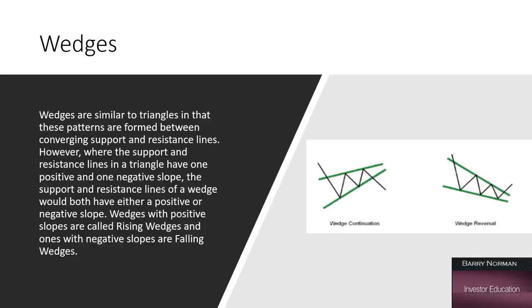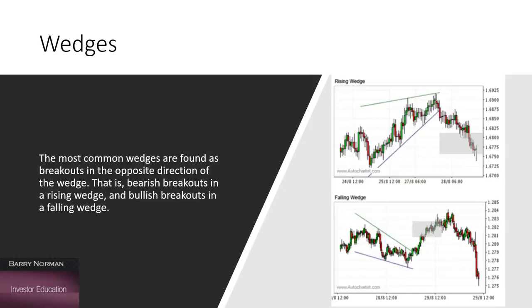And then we have wedges. We have a continuation wedge and a reversal wedge. But a wedge looks just like a triangle, except they have different angles on their slopes. So I apply the same thing that I would apply to my triangle. And as price gets forced closer and closer to the apex, it gets narrower and narrower, we wait for the breakout of that price pattern.